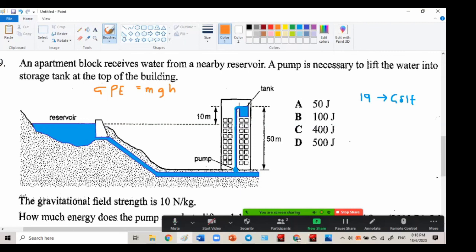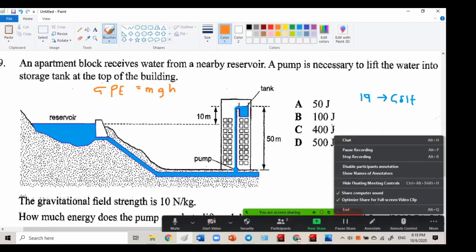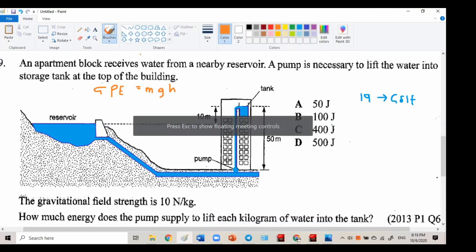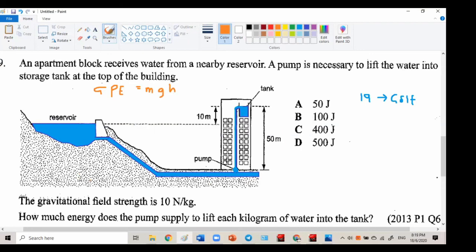So what times what times what? What's the G? Gravity. G is 10. Then each kilogram of water, you know the mass, right? Each kilogram means how heavy? Each kilogram means times 10 Newton per kg, gravity.